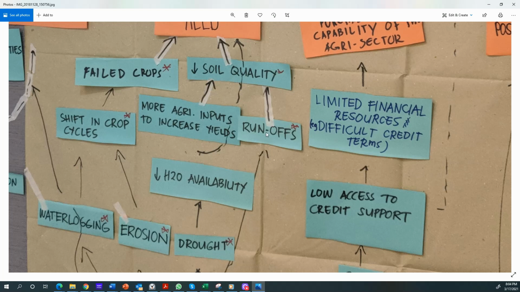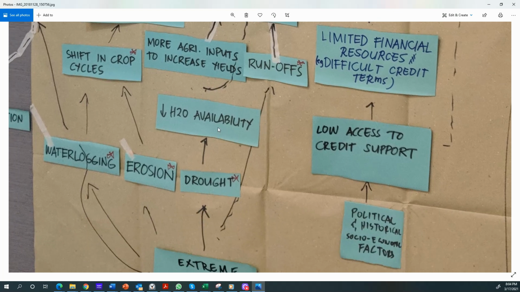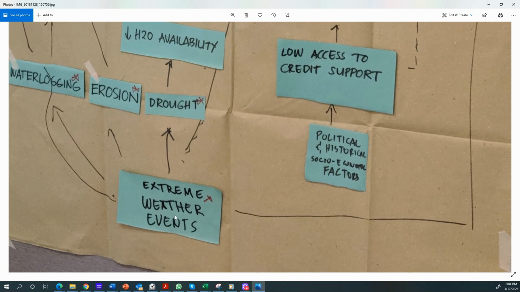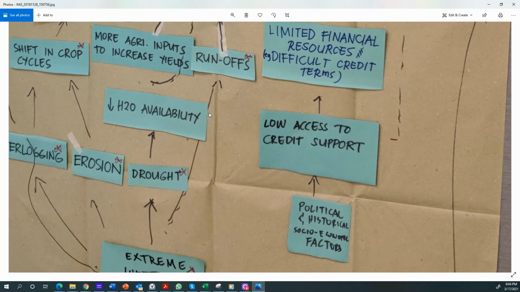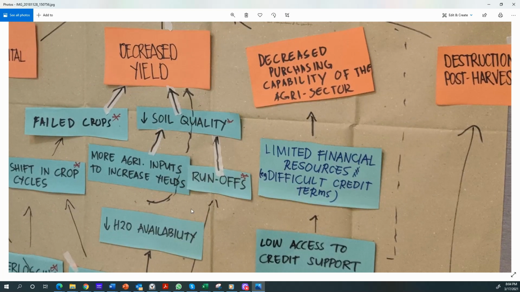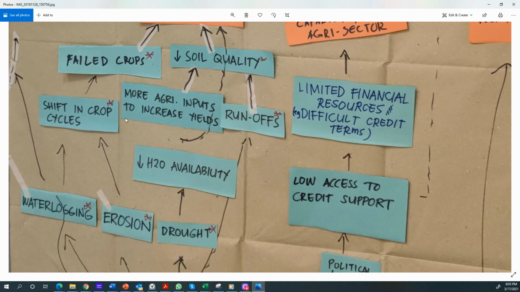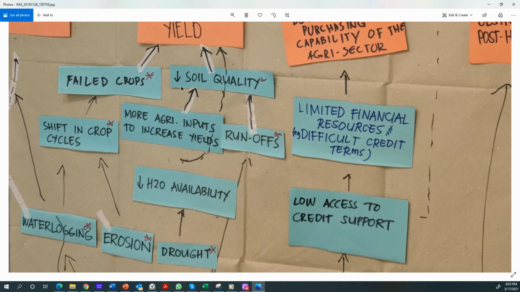What else do we have? We've got increased runoff. Why? Because of decreased H2O availability. We've got extreme weather events, heavy rains. That goes directly to increased runoff. Increased runoff leads to decreased soil quality, leads to decreased yields. So all of these things here, this is our impact chain analysis, and all of that makes sense.